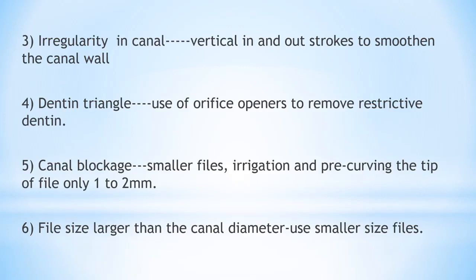Reason number 4 is the dentine triangle. Here you can use orifice openers to remove the restrictive dentine. Reason number 5, canal blockage. Use a lot of irrigation, smaller files, and pre-curve the tip of the file only 1 to 2 mm. And reason number 6, file size is larger than the canal diameter. Here you use smaller size files.